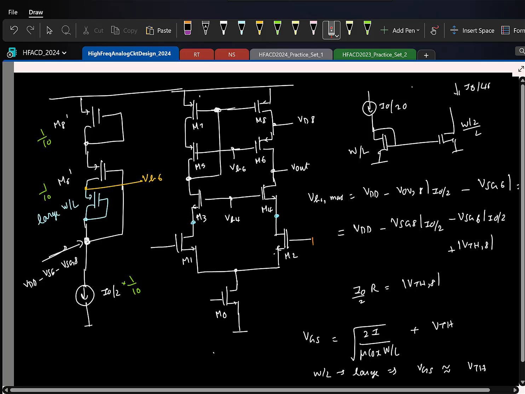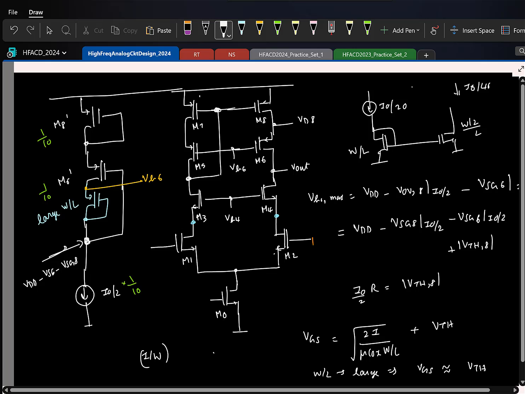Sir, if you reduce the current by 1/10, then won't the VSG also be affected? No, but if I size the transistor also at 1/10, if I reduce the W also by the same factor, then VSG doesn't change. This is the expression for gate to source voltage. I scale the current and scale the width also by the same factor, nothing changes. In fact, we'll see later, everything finally depends on what is called the current density, or the ratio of current by width. This has to be fixed for a VGS to be fixed.